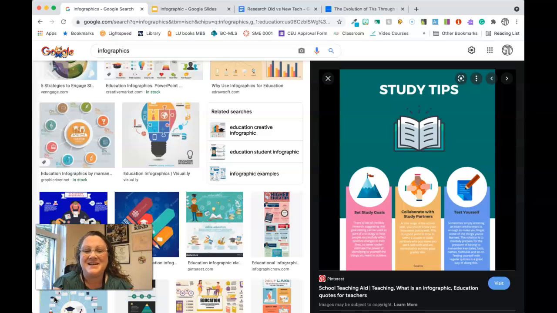Hi there, today we're going to be talking about infographics. Have you ever used an infographic before? I bet you have, but maybe you didn't realize that that's what you were looking at.